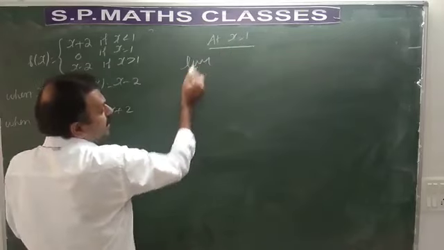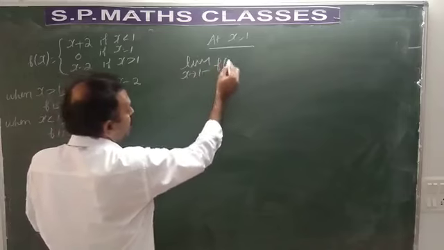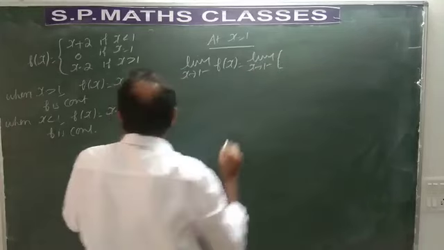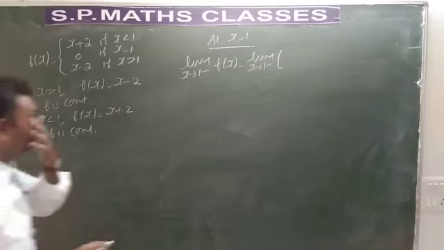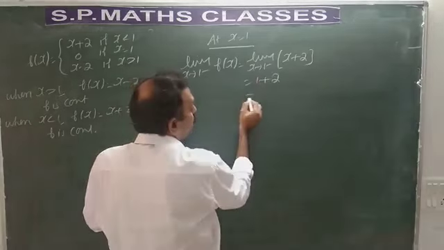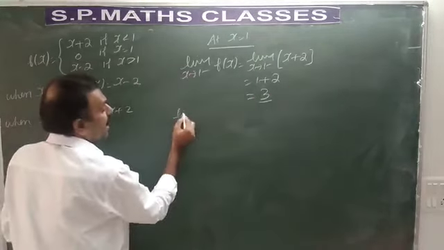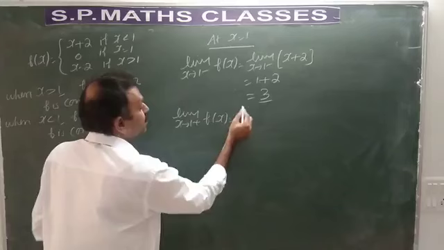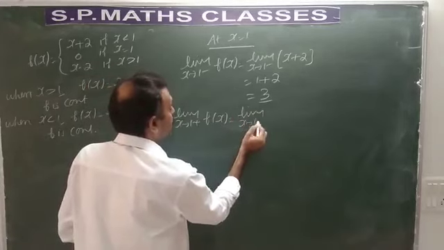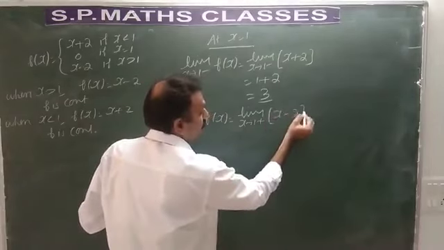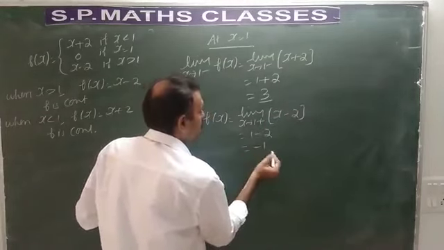I take the left hand limit as x tends to 1 minus of f of x, which means less than 1. Less than 1 is x plus 2. If you substitute the limit, you get 1 plus 2 is equal to 3. Now the limit as x tends to 1 plus of f of x. 1 plus means greater than 1, where the function is defined as x minus 2. So I get 1 minus 2, which is minus 1.